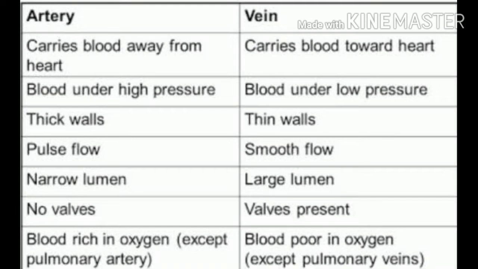Veins have valves. Arteries carry blood rich in oxygen, though there is an exception, that is pulmonary artery, which carries deoxygenated blood, and the reason is it is carrying blood away from the heart. Veins carry oxygen-poor blood, that is deoxygenated blood, except pulmonary veins, which bring oxygenated blood from the lungs to the heart, and the reason is it is bringing blood to the heart. So definitely any blood vessel which brings blood towards heart is a vein.